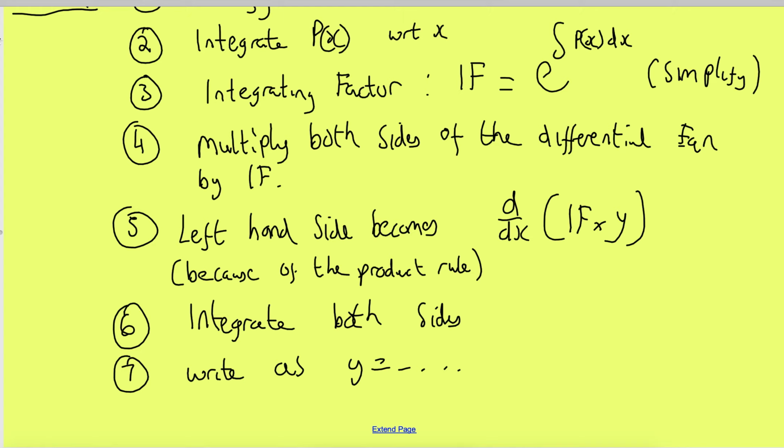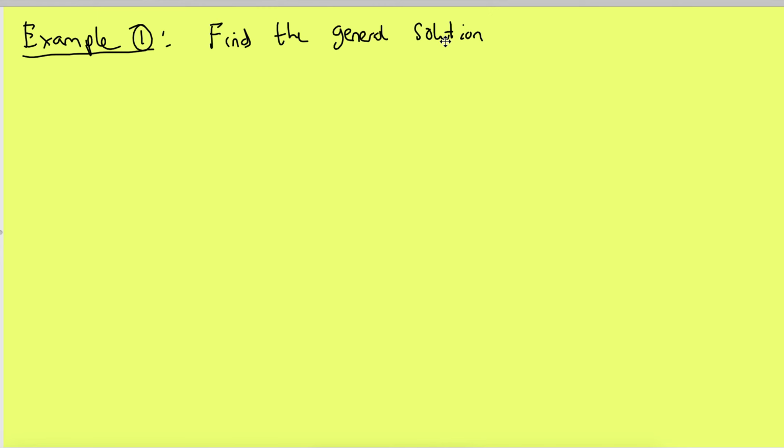Right, example number 1. Find the general solution. A differential equation will never normally say solve. We should always give you what type of solution it's looking for. So general solution this time. That means you're going to have constants in your final answer, so you don't get initial conditions.